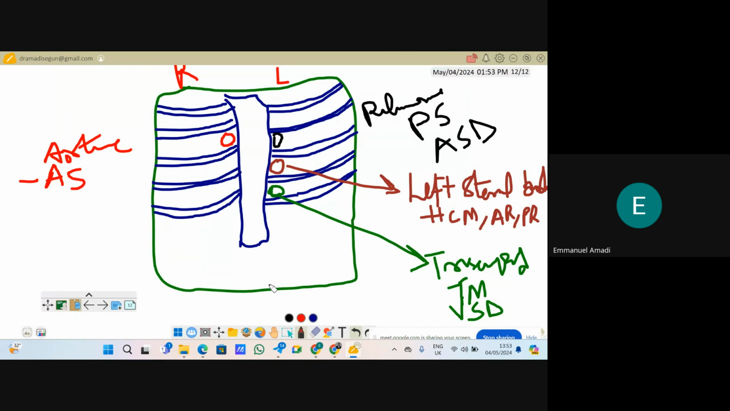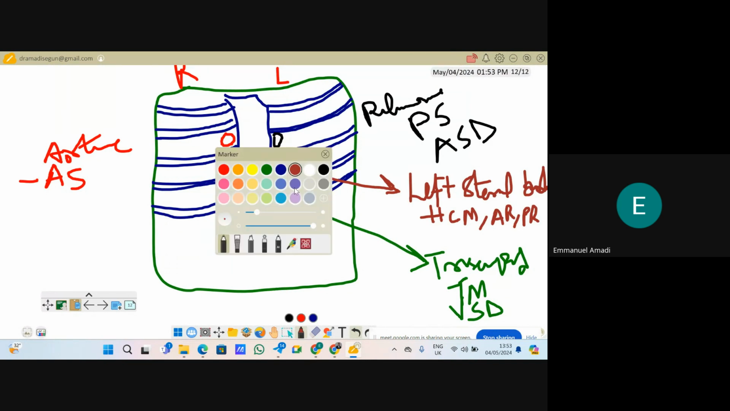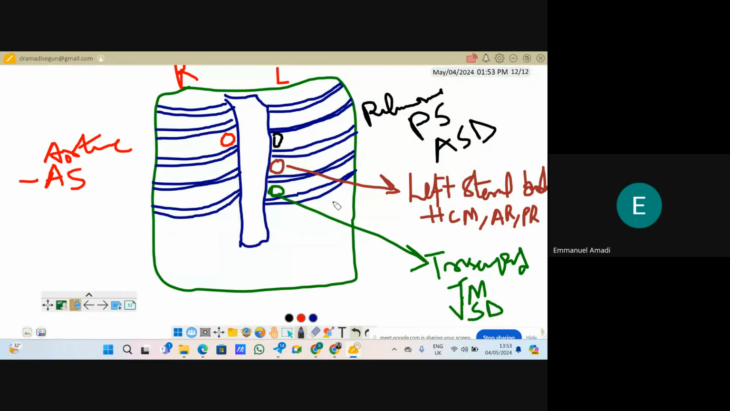Then the last one that is outside of the sternum is what we call the cardiac apex. The cardiac apex is somewhere here. It's in the midclavicular line. That is where the apex of your heart is. Now, the cardiac apex is where we have the mitral area. This is the mitral area.